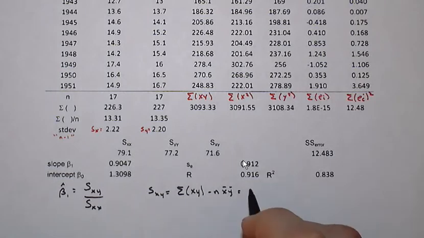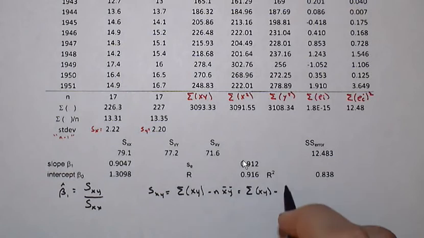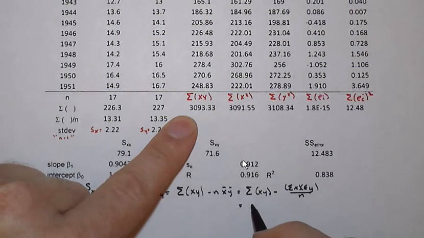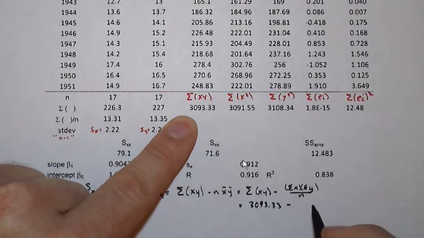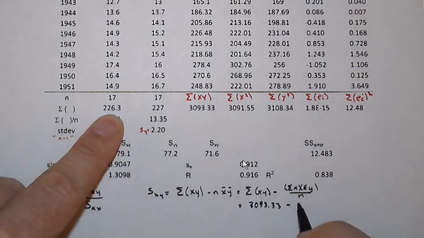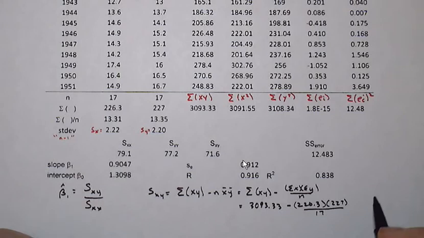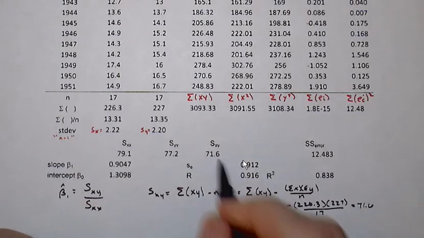And in terms of the kinds of things you see right here, there's another way that you could have done this: sum xy minus sum of x times sum of y over n. Right, it's the same thing as that. So it all depends on how you want to process your data here. And so that's going to be equal to 3093.33 minus our sum of x, which is 226.3 times 227 all over 17. Right, and that's going to be our 71.6, and that's what you see right there.